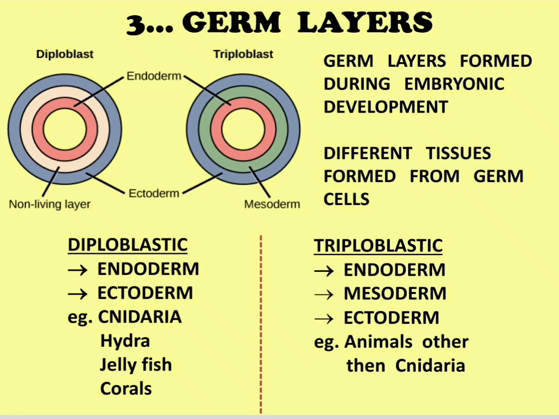Then there are other animals apart from Cnidaria. They form three types of germ layers. They are called triploblastic animals. The three different types of germ layers which are formed in them are endoderm, mesoderm and ectoderm. So apart from Cnidaria, all the animals are triploblastic.